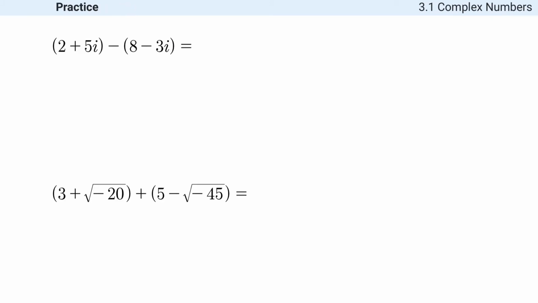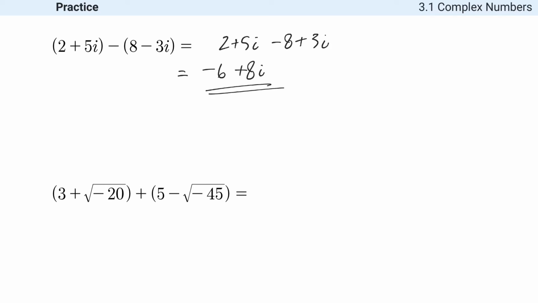Okay, so it's subtracting complex numbers. Here's a couple questions. Why don't you pause the video, try them on your own, and then come back and see if you've done them right. Okay, hopefully you've pressed play again. So if I was doing this one, I would write 2 plus 5i minus 8 plus 3i. And then I'd collect like terms. Minus 6 plus 8i. That's what you should have got there.